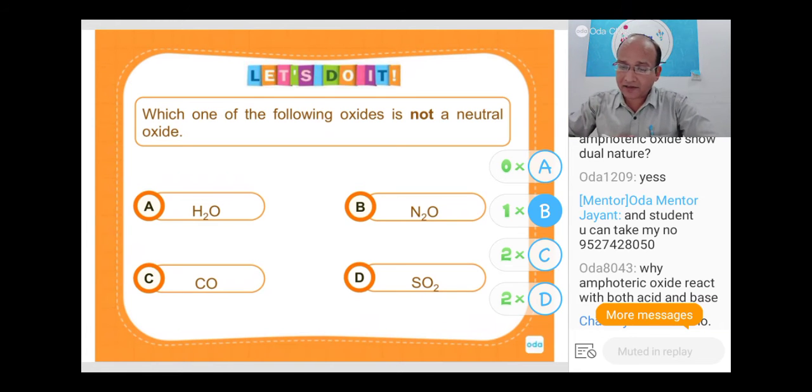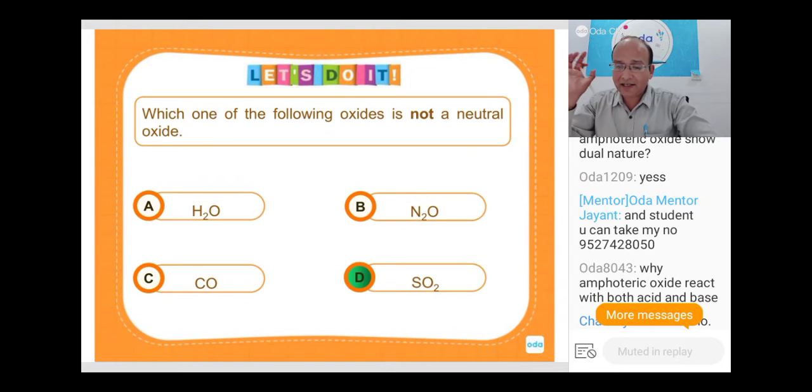Most of the people are answering it correctly. Very good. I have asked you to remember neutral oxides. याद रख लो. It will be very easy for you. So let me end the ballot. Most of you have given the correct answer. Congratulations to those who have given the correct answer, and the correct answer is D.